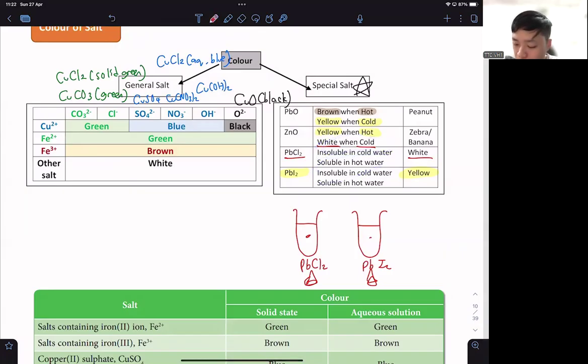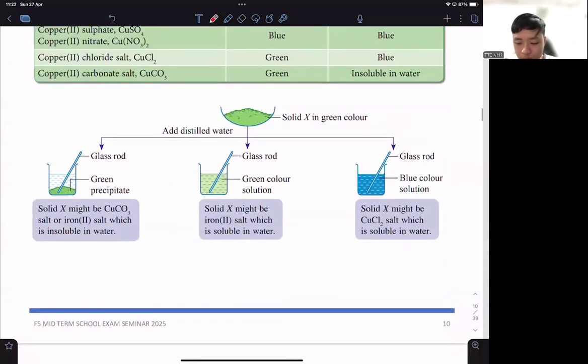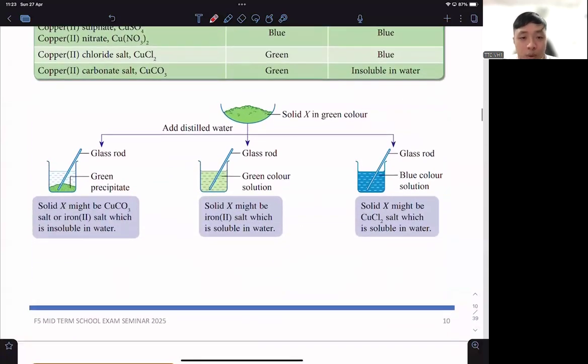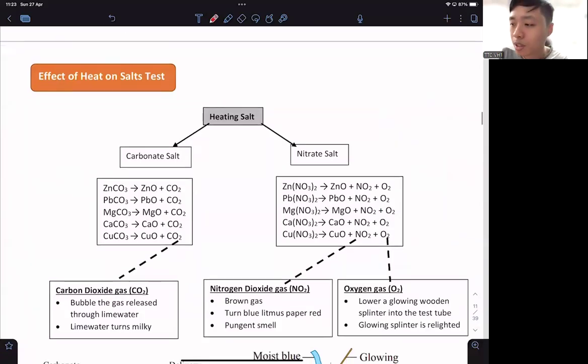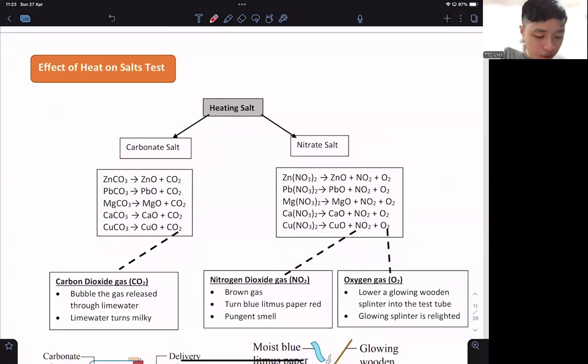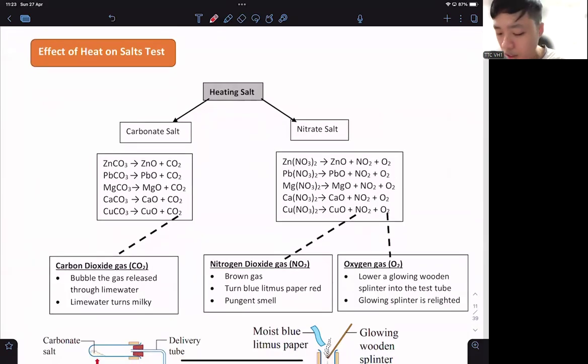So next show this. Okay, so then the other one, heating. How? Now heating is also very simple actually. So what happens when heating? Heating normally only involves two: heating carbonate salt and heating nitrate salt.